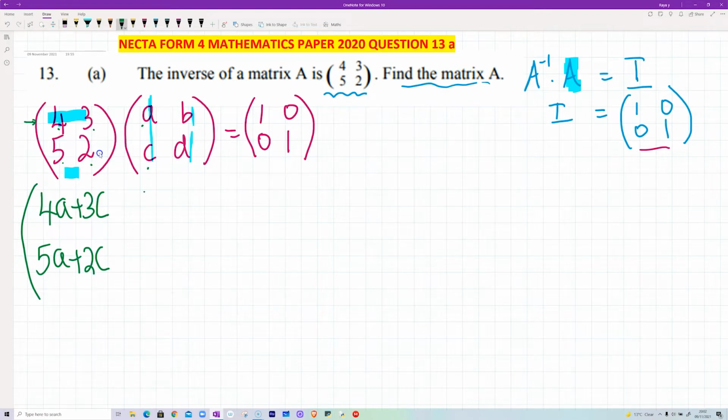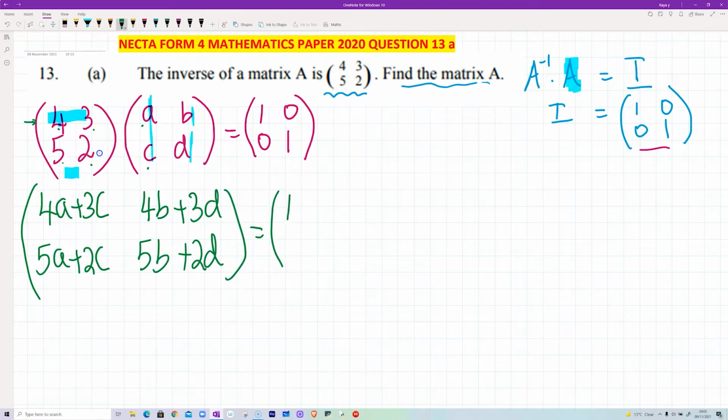4 times B is 4B, and we add 3 times D, which is 3D. Now the bottom row and the right hand column: 5 times B is 5B, and then we add 2 times D. All this is going to be equal to the identity matrix, 1 0 0 1. We can now equate each of these terms to form equations.